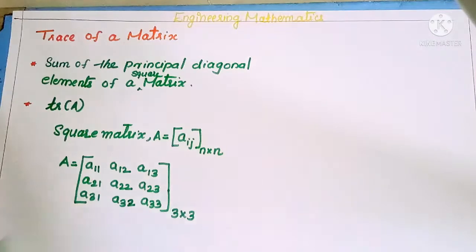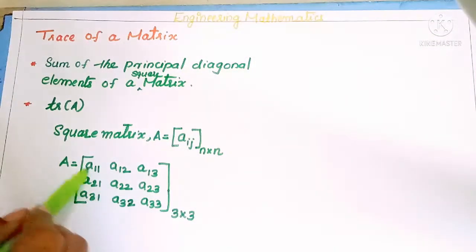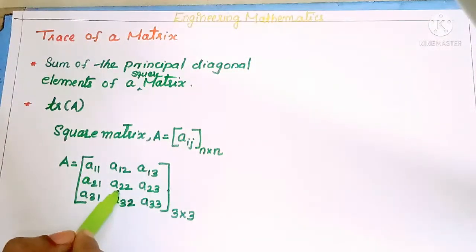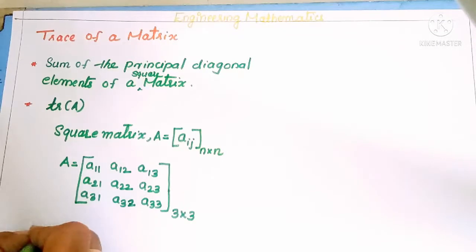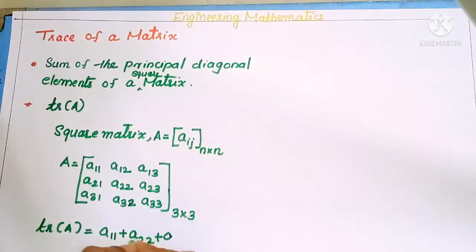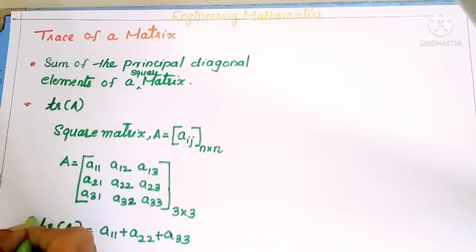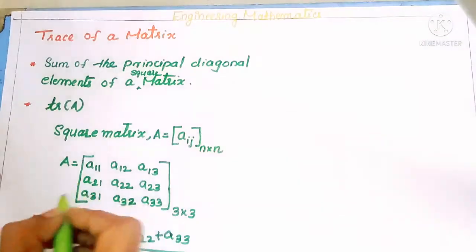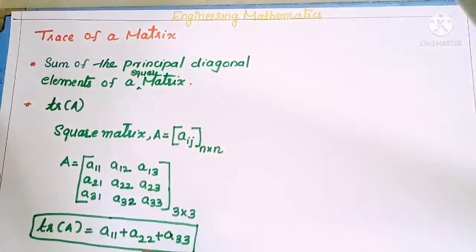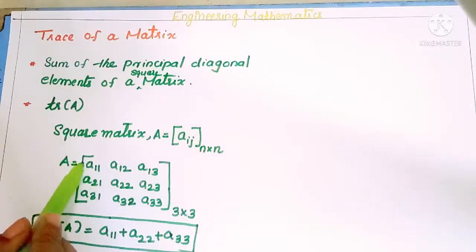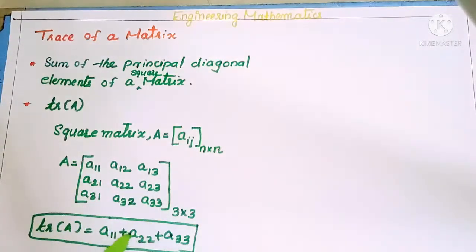Okay. Then what are the principal diagonal elements? A11, A22 and A33. Then how can we write the trace of this matrix? We can write trace of A is equal to A11 plus A22 plus A33. So this is the trace of this matrix A. Did you understand what the trace of a matrix is? It is the sum of the principal diagonal elements of a square matrix.